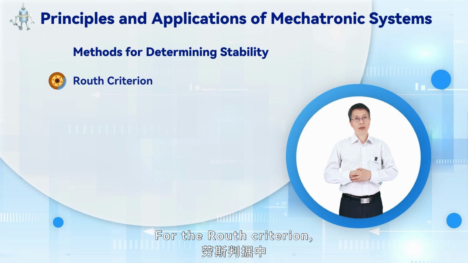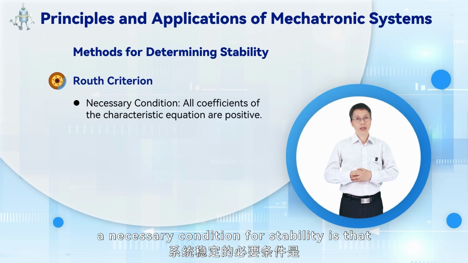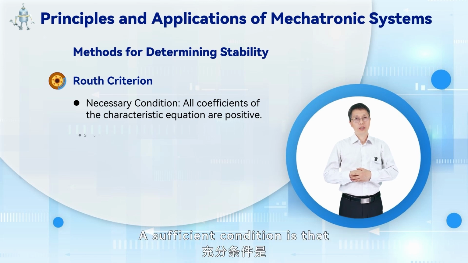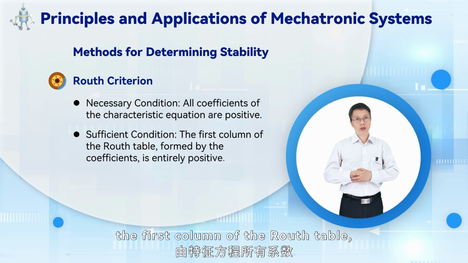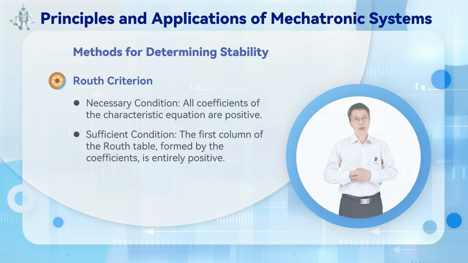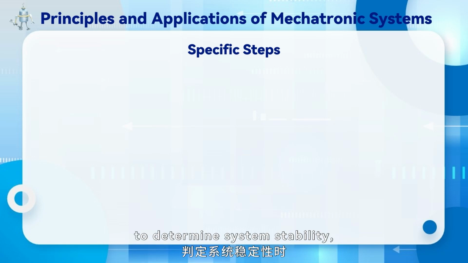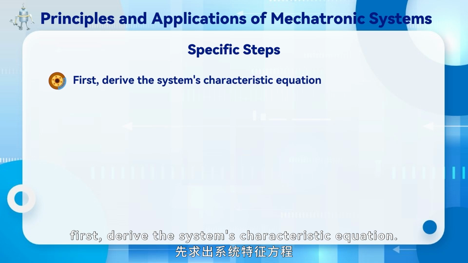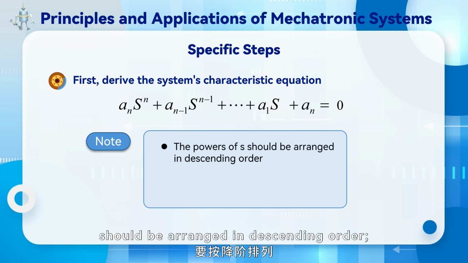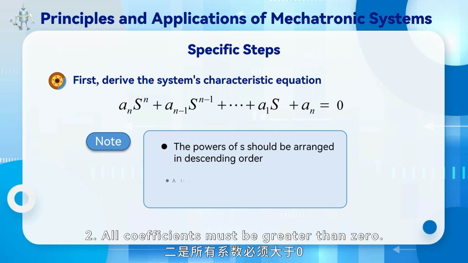For the Routh criterion, a necessary condition for stability is that all coefficients of the characteristic equation are positive. A sufficient condition is that the first column of the Routh table, formed by the coefficients, is entirely positive. When applying the Routh criterion to determine system stability, the specific steps are as follows. First, derive the system's characteristic equation. 2 key points must be noted. 1. The powers of S should be arranged in descending order. 2. All coefficients must be greater than 0.